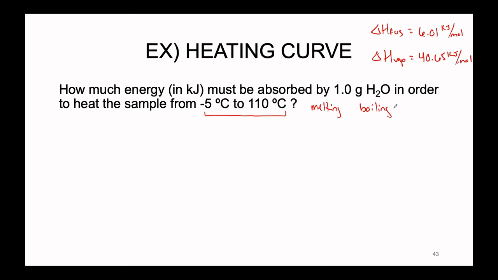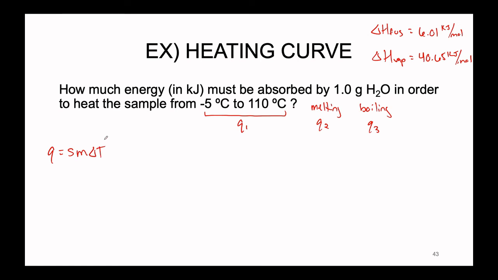So because we have 3 different, let's say, heating portions that we need to concern ourselves with, I'm going to label the first as the calculation for Q1, the second as our calculation for Q2, and our third as calculation for Q3. So let's start with Q1. Q1 corresponds to the energy of our temperature change. So this is going to be our Q is equal to s m delta T.